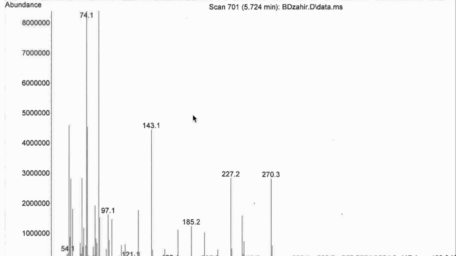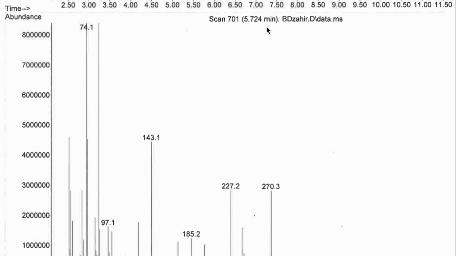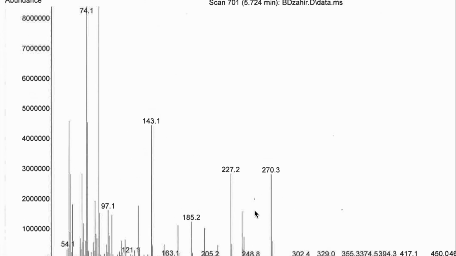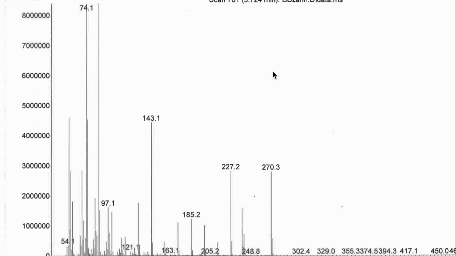This is just a snapshot, one scan happening at 5.724 minutes, and that is a bunch of millions of compounds getting bombarded with electrons. All the same component, all the same molecule, are being bombarded because they're all coming out at the same time, and then some of them are surviving that bombardment and some of them are breaking into pieces. That's what's happening there in the GC.